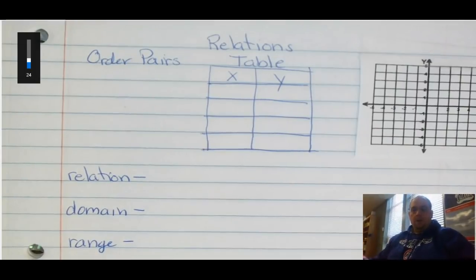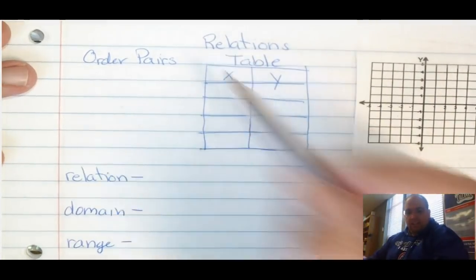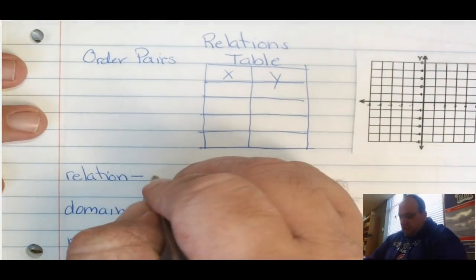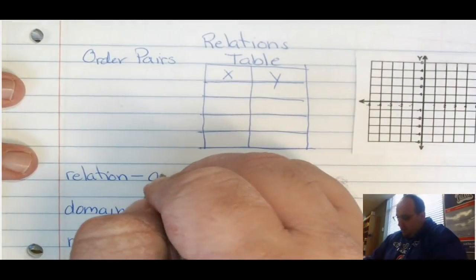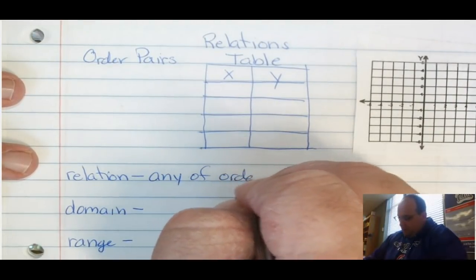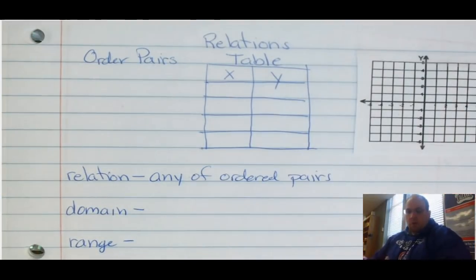All right, we're going to go ahead and get started. We're going to have our new unit, which is going to be functions, and we're going to start functions by talking about what relations are, okay? Basically what you need to understand about a relation is just any set of ordered pairs, okay? So exactly what is an ordered pair?